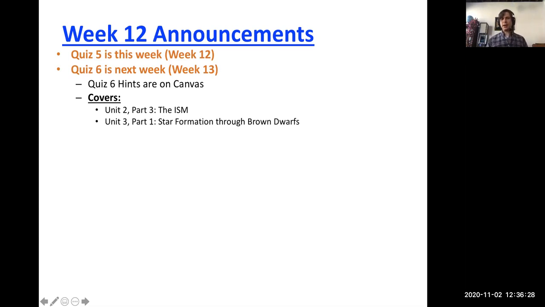And then this week, or at least the first half of this week, quiz 6 will include unit 3, part 1, star formation, all the way up through and including the information on the initial mass function and brown dwarfs. So be sure to have a look at the quiz 6 hints after you are done with quiz number 5. And please remember that we only have these last 3 weeks and then we're done. And it is a little bit of a sprint to the end.